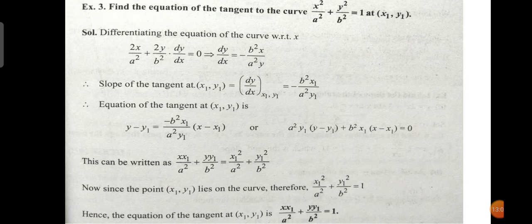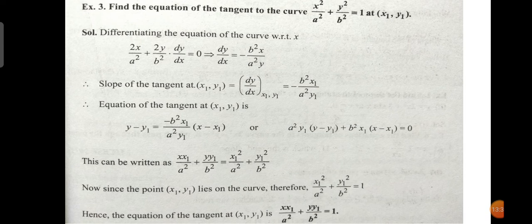Okay. And this can be written as x1 terms, y1 terms, and then constant terms. We are just simplifying the equation. So we get x1 by a square plus y1 by b square is equal to x1 square by a square plus y1 square by b square. For that you have to open the brackets and then rearrange the terms. You will get this answer.